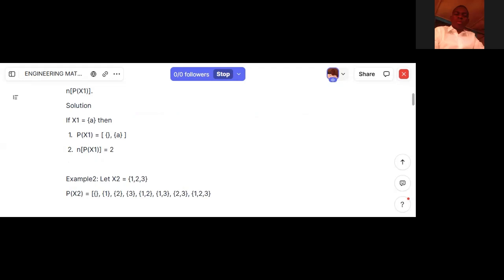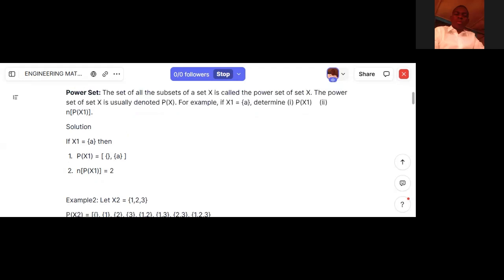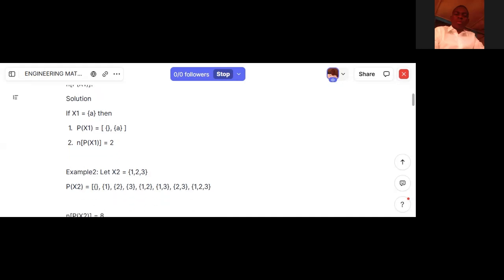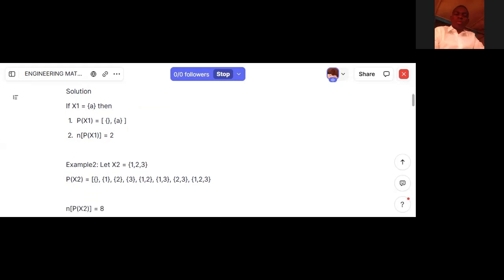Now we are also asked to find the cardinality of the power set of the set X1. This simply tells us the number of subsets that can be found in set X1. All right, and these are the null set and the set of element A, giving us two subsets.